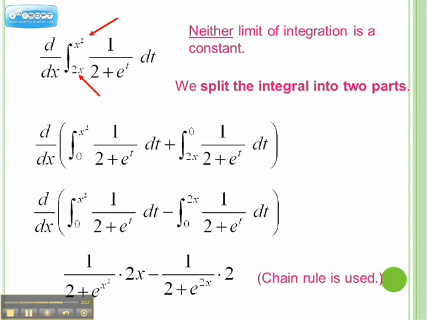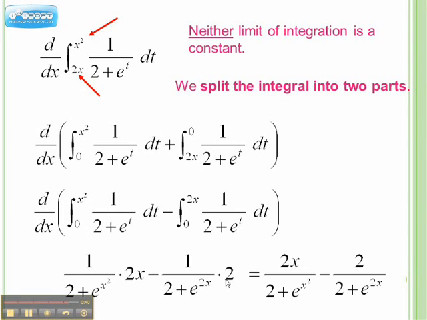And then I will just take my upper limits and put them into my function. I have x squared, so I have 1 over 2 plus e to the x squared times the derivative of x squared, which is 2x, minus then 1 over 2 plus e to the 2x times the derivative of 2x being 2. And when we clean it up, that is what our final answer is. 2x over 2 plus e to the x squared minus 2 over 2 plus e to the 2x.